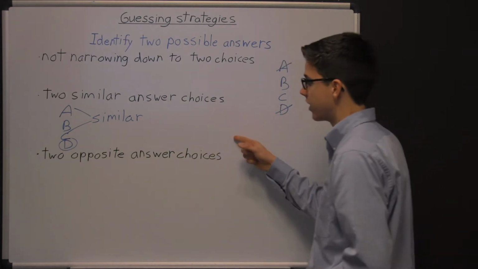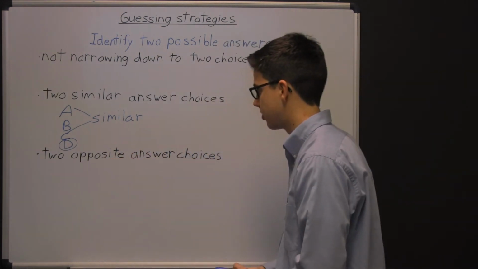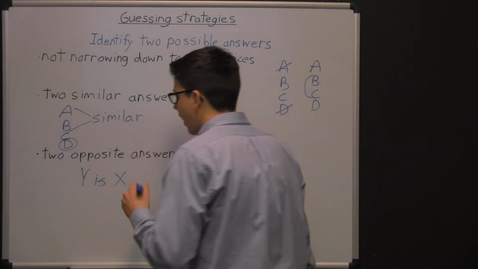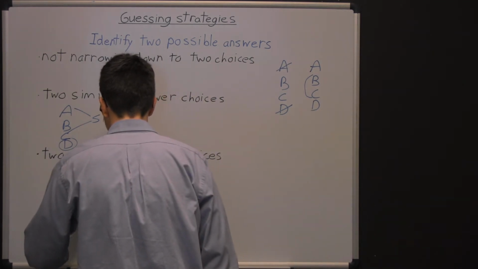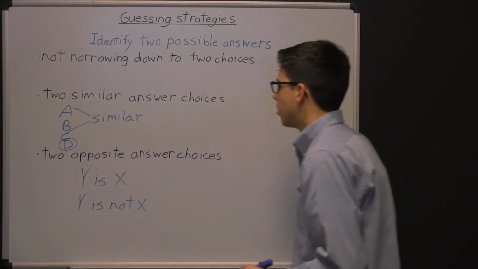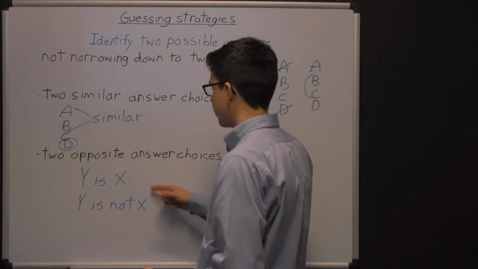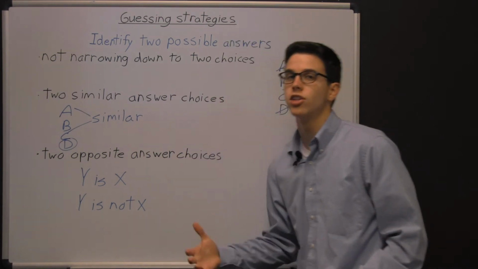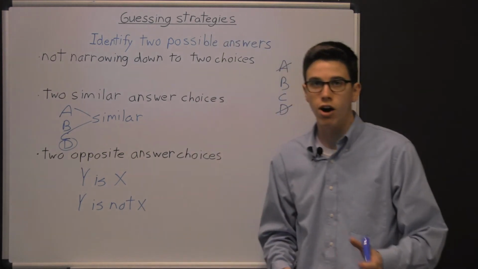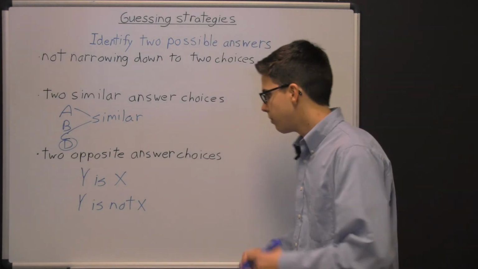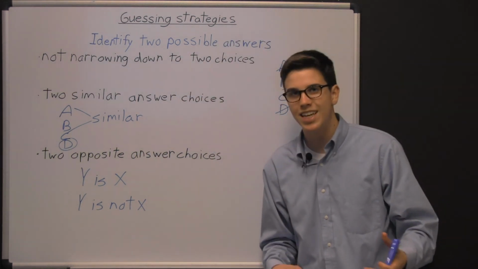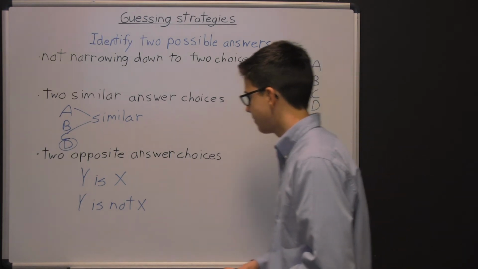Now, the opposite of this is looking for two opposite answer choices. So say one answer choice is Y is X, and the other answer choice is Y is not X. So what you have here is opposite statements. These are directly opposed to each other. They contradict each other. So of course these both cannot be correct. There's a principle called the law of non-contradiction, which means that contradictory statements cannot both be right in the same sense at the same time.